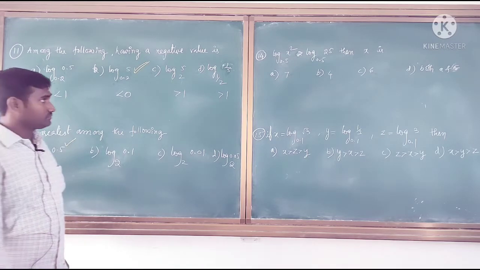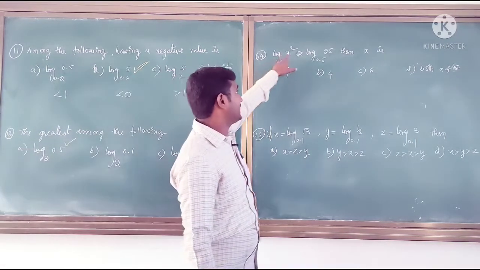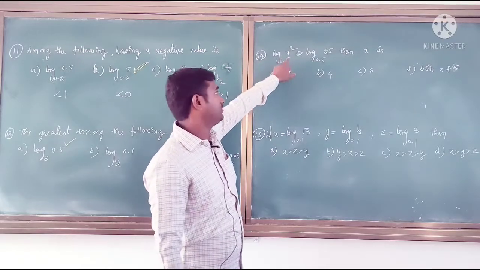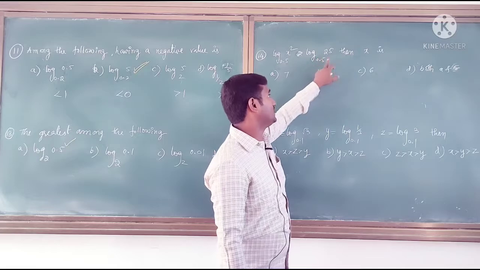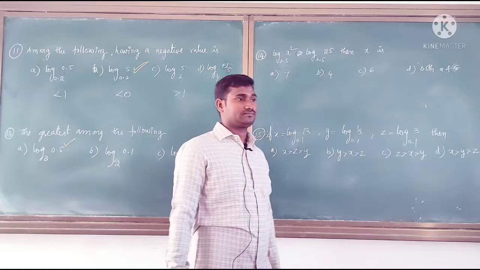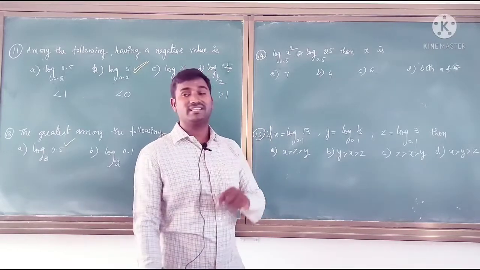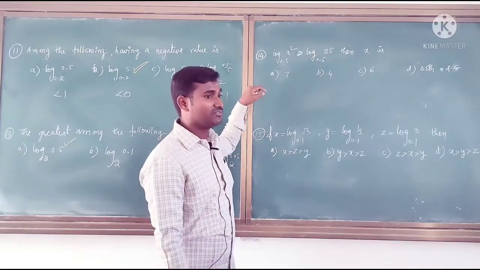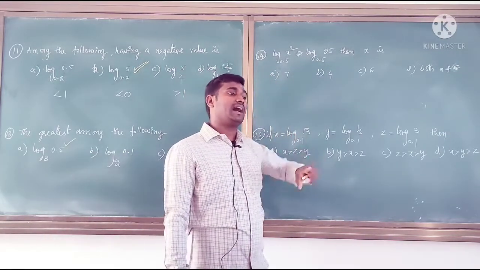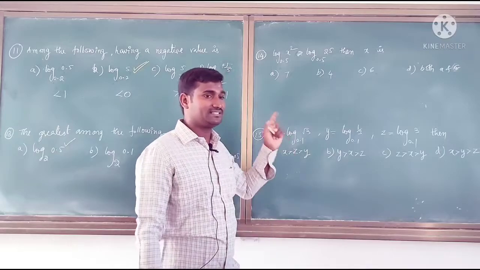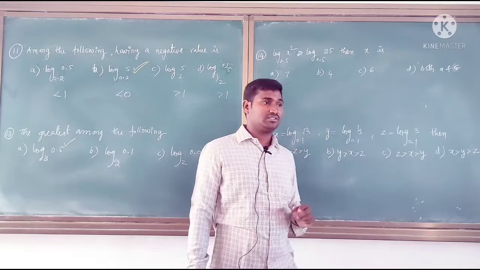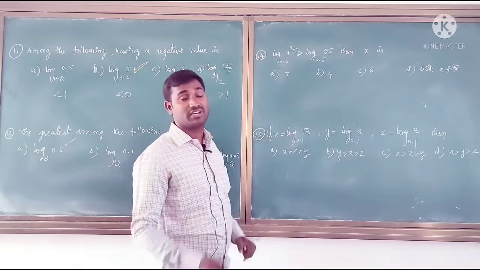Next, 14th question: log x square to the base 0.5 is greater than log 25 to the base 0.5. Then what is the x value we need to assume? Here we need to check whether a lies between 0 and 1 or is greater than 1. a lies between 0 and 1, so we have a condition.